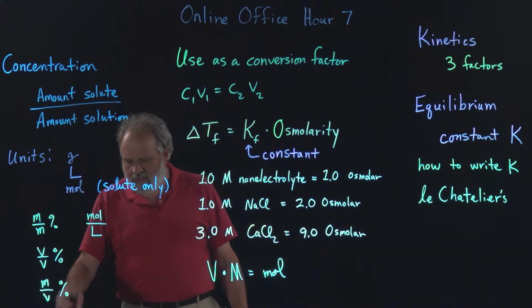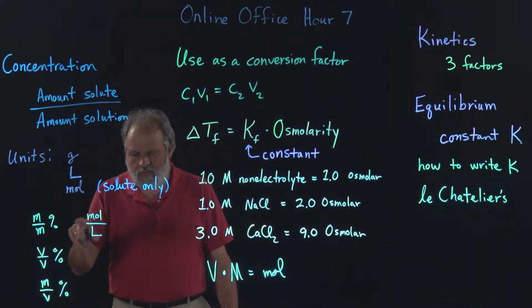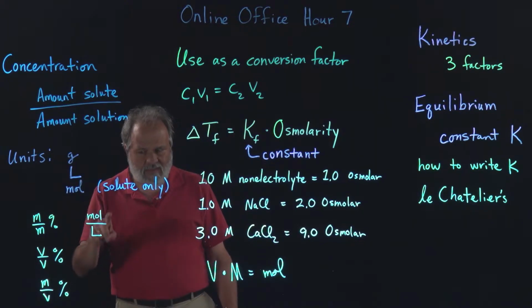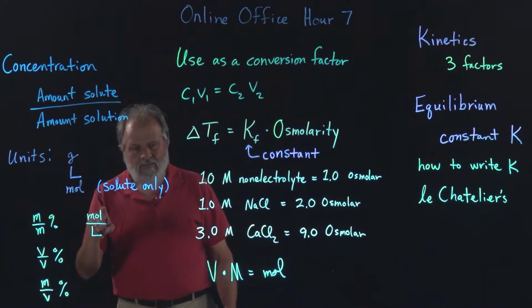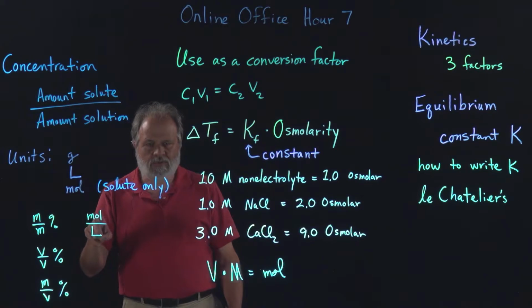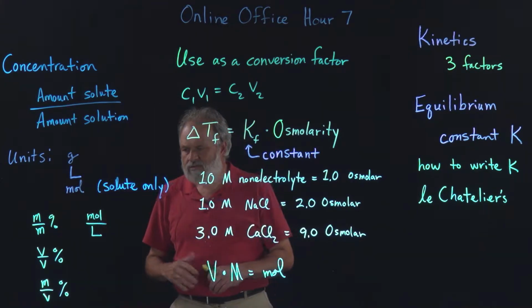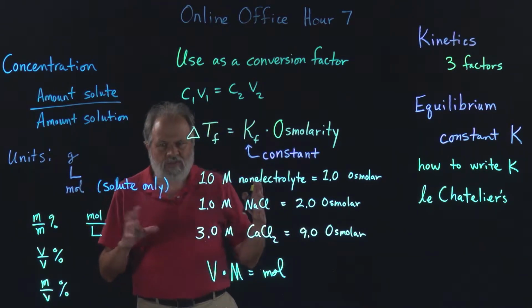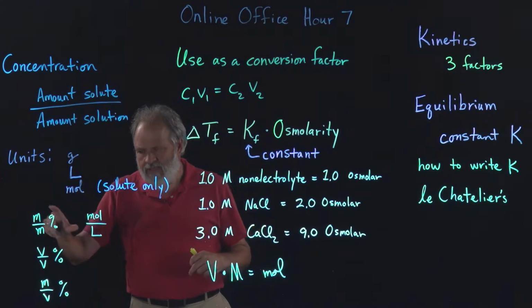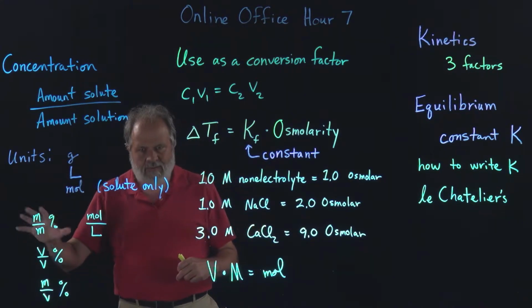I won't do too many of these sorts of problems. The most important concentration unit for a chemist is this one here. It's molarity, and that's moles per liter. So if you see so-and-so percent solution, it doesn't say what the units are. It's implicitly the mass over the mass.